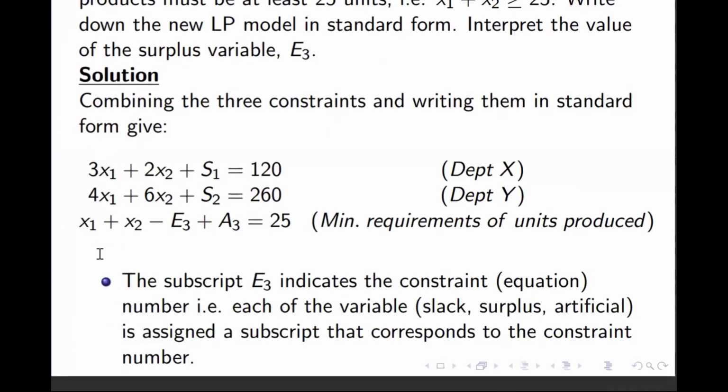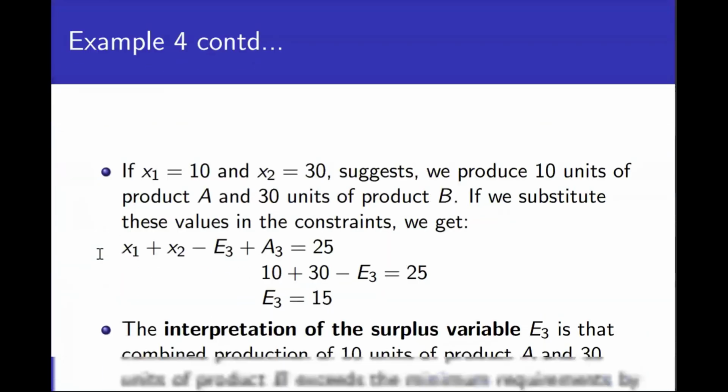We see that 3x1 plus 2x2 plus s1 is equal to 120, 4x1 plus 6x2 plus s2 is equal to 260, and we get x1 plus x2 minus e3 plus a3 is equal to 25. The subscript e3 indicates the constraint number. Each of the variables is assigned a subscript that corresponds to the constraint number.